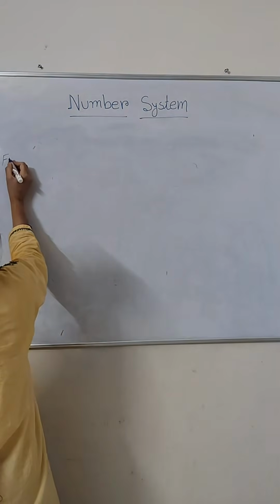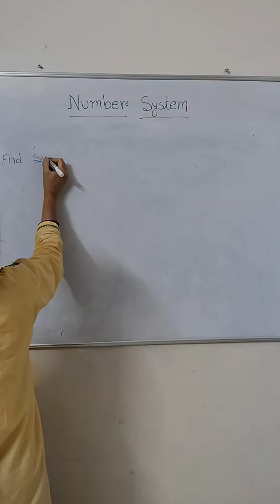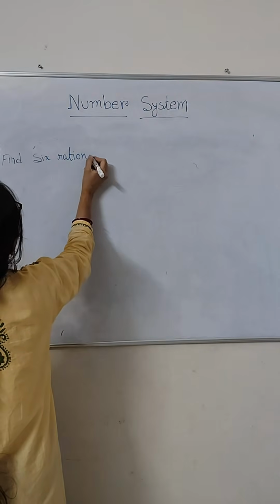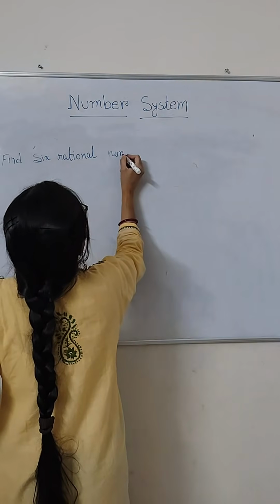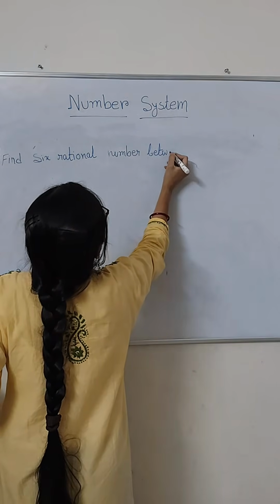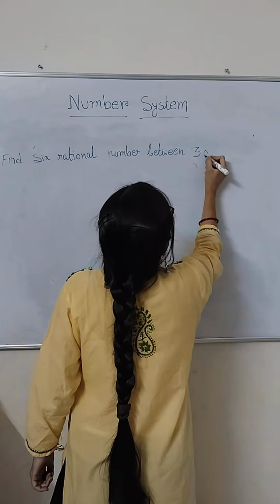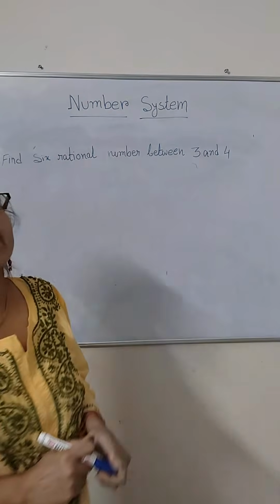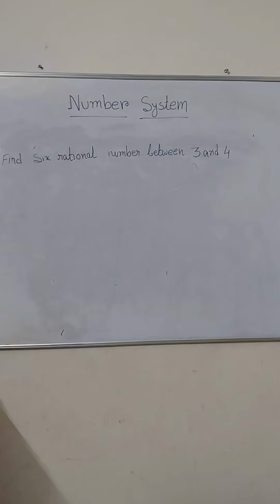Find 6 rational numbers between 3 and 4. You please do it. I'll give you 1 minute time. Please, after completing, you write the answer in the chat box.